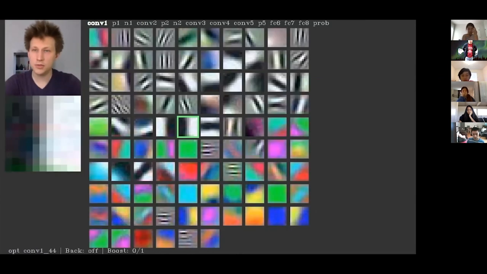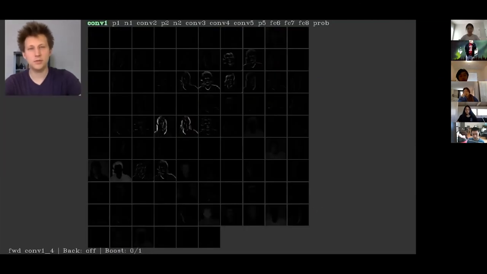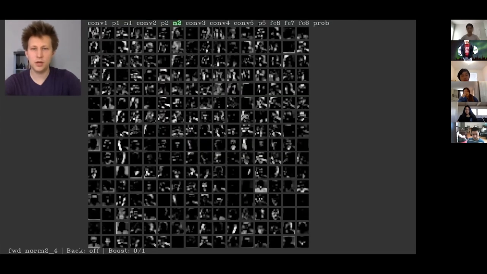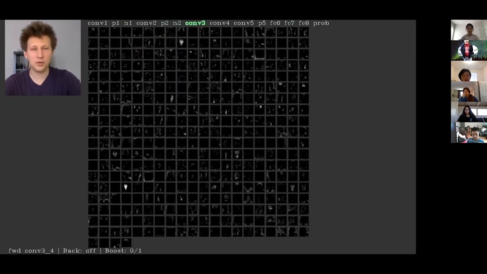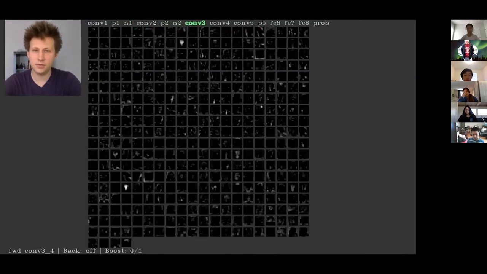Using optimization, we can synthetically produce images that light up each neuron on this layer to see what each neuron is looking for. We can scroll through every layer in the network to see what it does, including convolution, pooling, and normalization layers. We can switch back and forth between showing the actual activations and showing images synthesized to produce high activation.